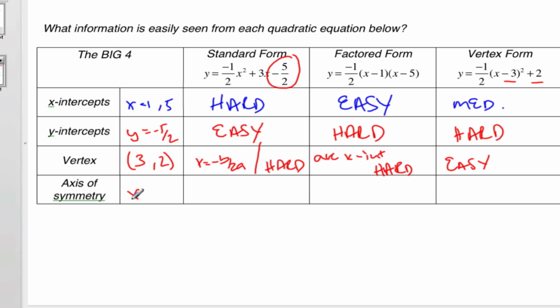Axis of symmetry, well, once I have the vertex, it's easy. It's right here from x equal to 3. This is easy. This is still x equals minus b over 2a, so it's some work to do. It's hard. And this one's hard as well. So when you're doing it, the forms have their own strength. This is easy, easy, easy, easy. But you have to be able to work with all of them.